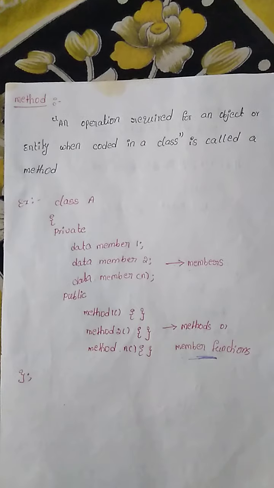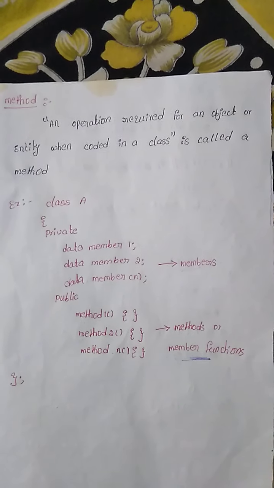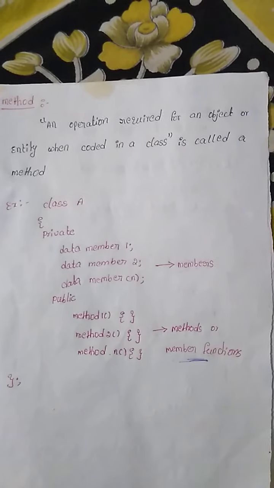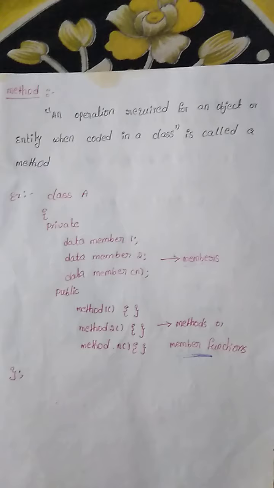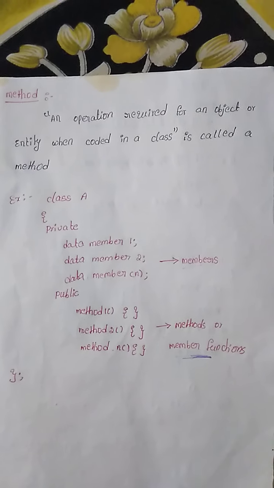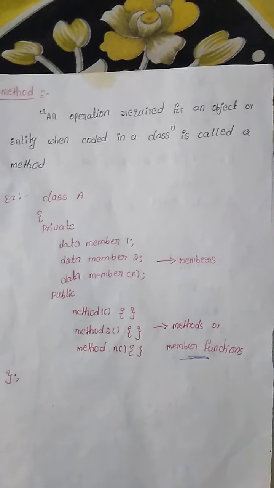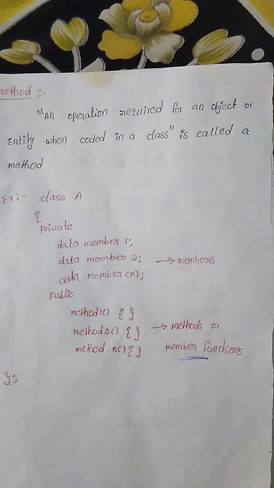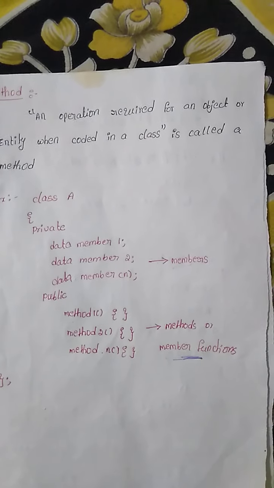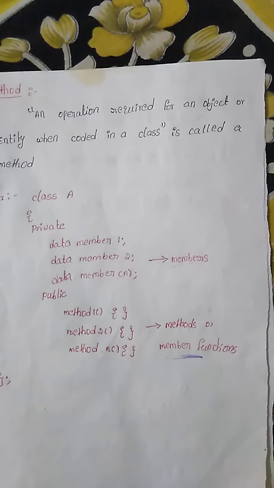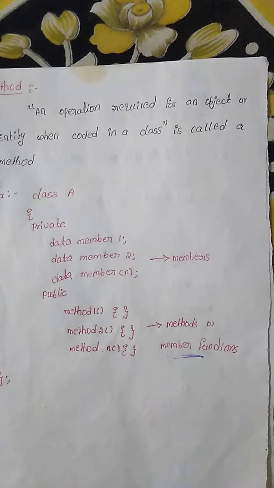Next, the third topic is method. A method is an operation required for an object or entity, when coded in a class, it is called a method. Object will work only during execution. So in the execution process the object requires an operation, that operation is taken from the class because the object action depends on the methods or member functions. Methods are member functions which are stored in a class.